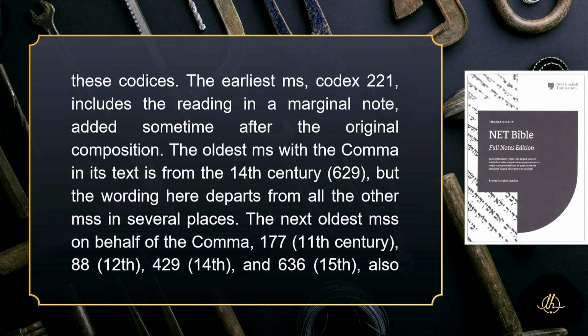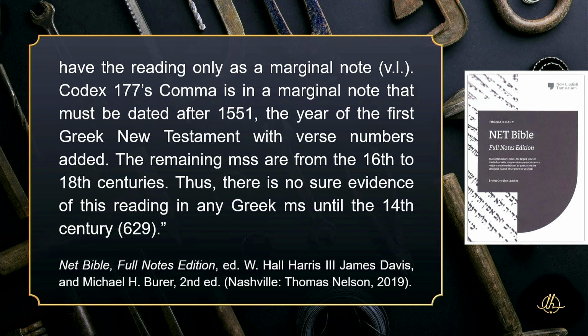The oldest manuscript with the comma in its text is from the 14th century. 1,400 years after Christ, we get this new verse in the Bible. This seems fishy to me, right? But the wording here departs, and so on. He goes on from there. I'm going to just skip to the end here. Thus, there is no sure evidence of this reading in any Greek manuscript until the 14th century. So, that's the Net Bible.